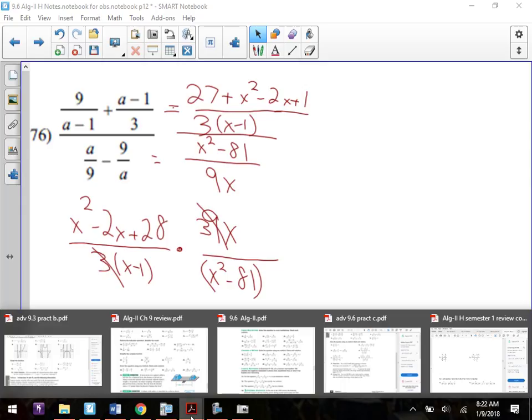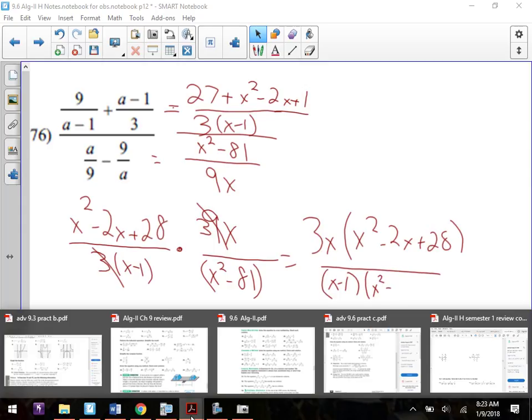Yes, ma'am. Oh, you're done here, because you would wind up with 3x times the quantity x squared minus 2x plus 28. You can multiply out the numerator, and then the denominator would just be x minus 1, x squared minus 8. You don't have to do it.